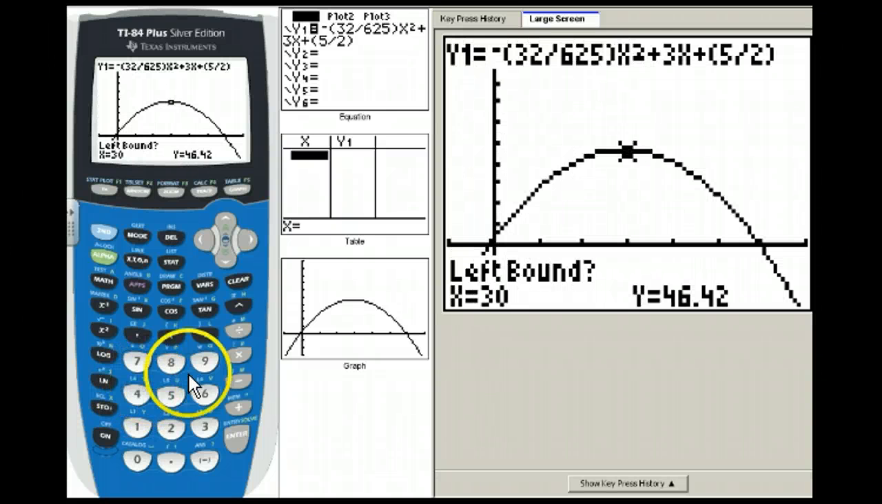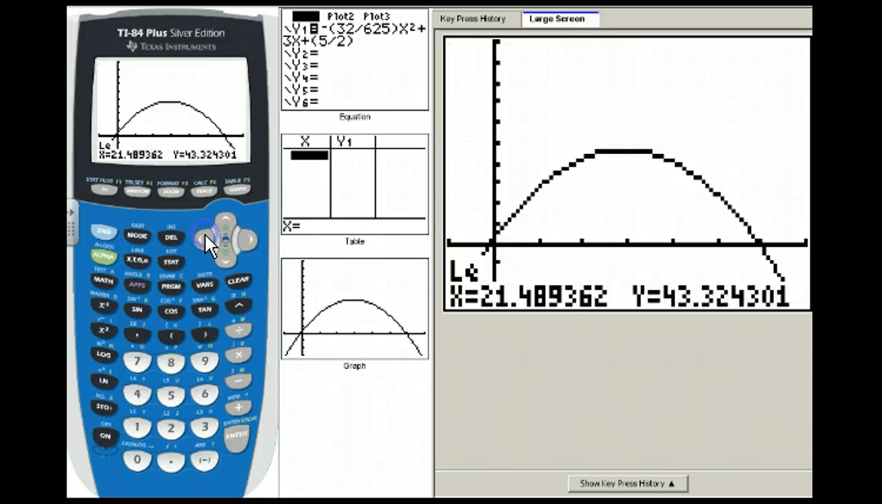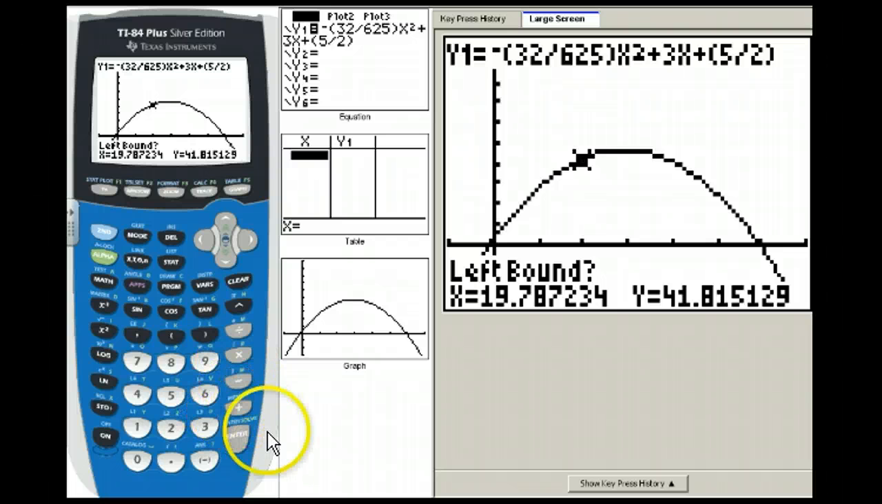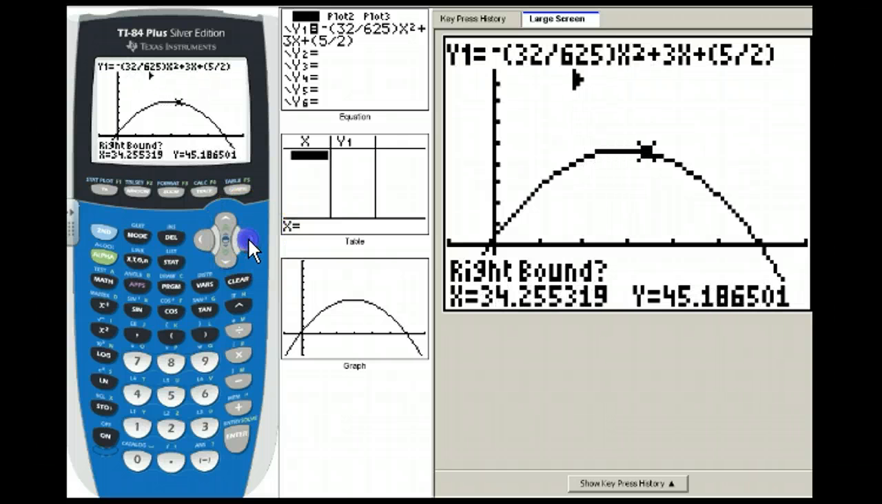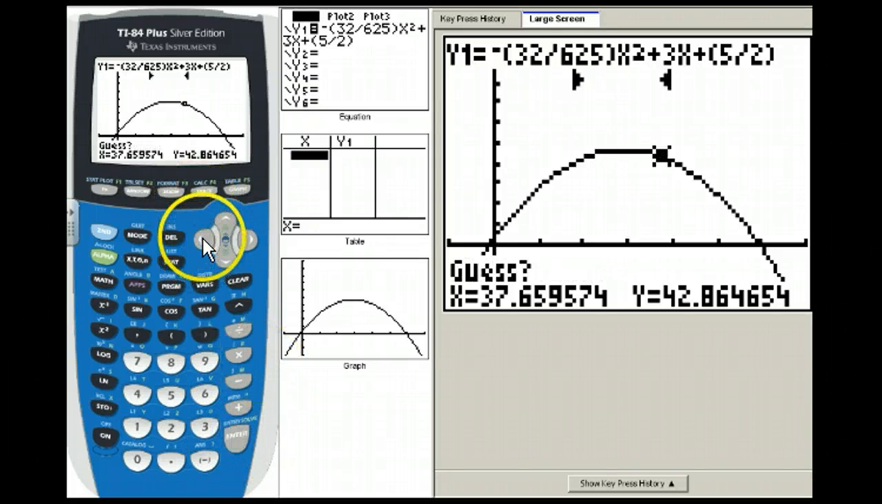When I hit 4, it asks me a question. Where's the left bound? That means take the cursor along the curve somewhere to the left of the highest point and hit enter. Then it asks for the right bound. That means take the cursor somewhere to the right of the highest point and hit enter. Then it asks me to guess.